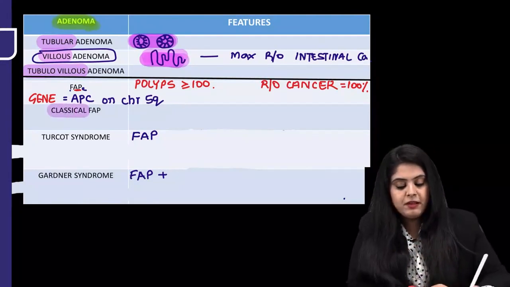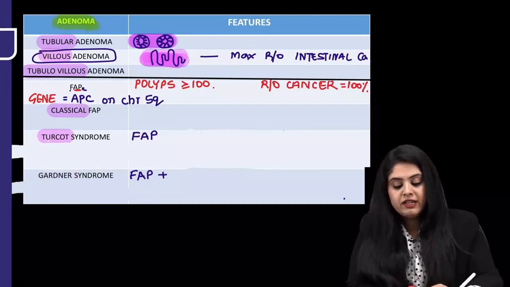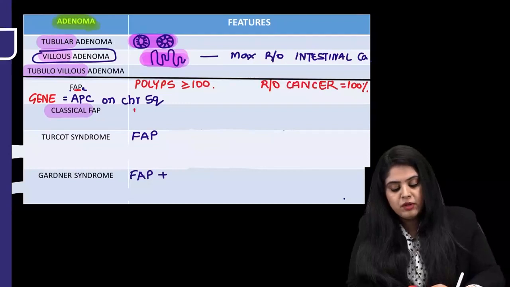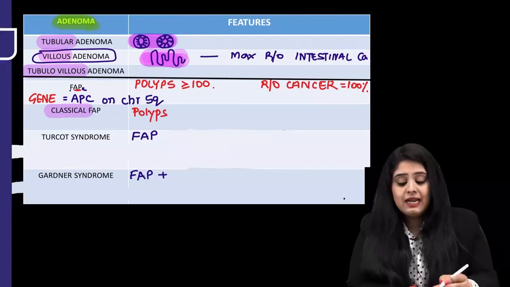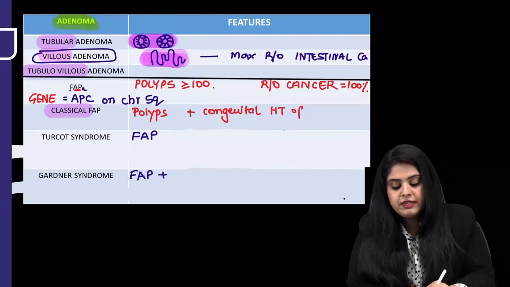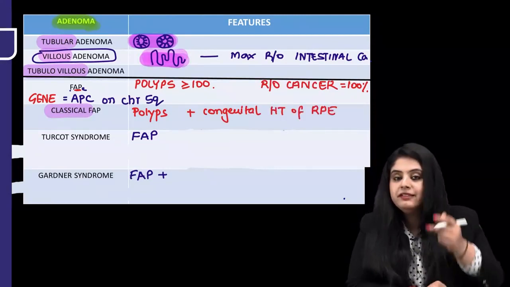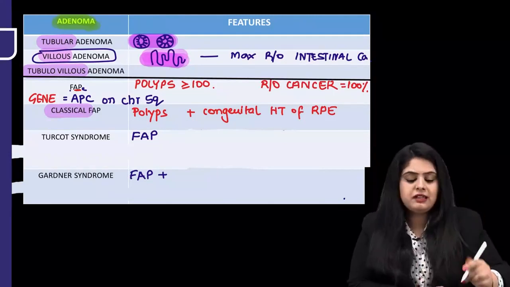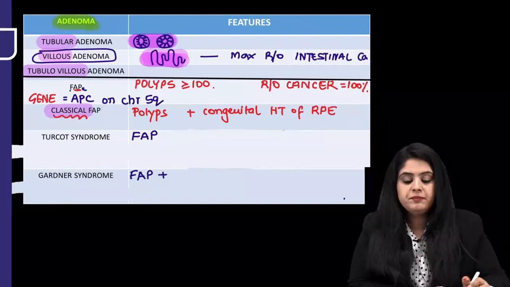Okay? Now we come down to the different types. There's a classical FAP, there is a Turcot syndrome and a Gardner syndrome. Okay? So when I say classical FAP, you will say, ma'am, in classical FAP there are just polyps. मतलब वही अपना 100 polyps वाला situation. And along with that there can be some involvement of the eye. There is congenital hypertrophy of retinal pigment epithelium. The eye's retinal pigment epithelium that can be hypertrophied, छोटा सा problem. Otherwise classical मतलब only 100 polyps.